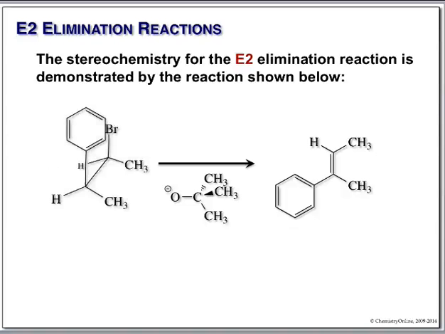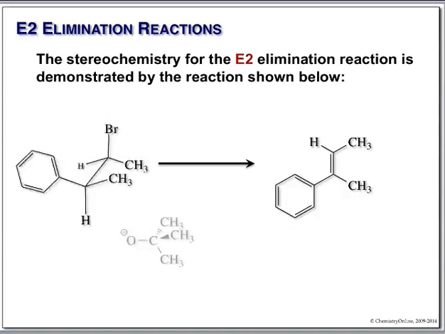Now, I'm going to rotate this 60 degrees just to get this phenyl group down in this position. So the rotation I'm doing is basically this. Move the phenyl group down to here. And so this is what we've got.